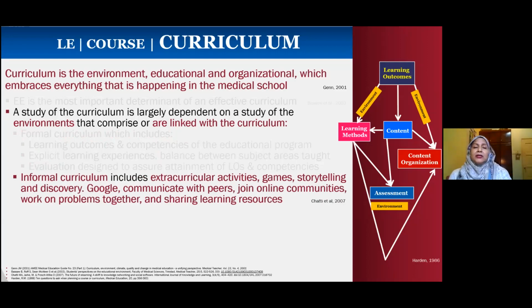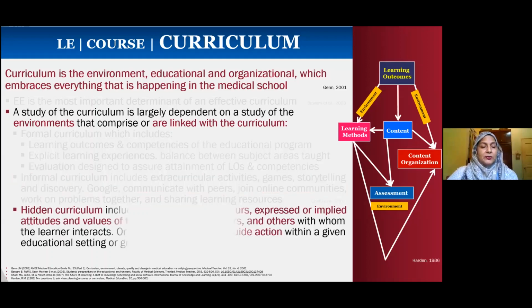The informal curriculum, on the other hand, includes extracurricular activities, games, storytelling, discovery, Google search, communication with peers, online communities, working on problems together, and sharing learning resources. So this is informal, which will not be examined per se, but which forms a very important part of the learning process of the students.